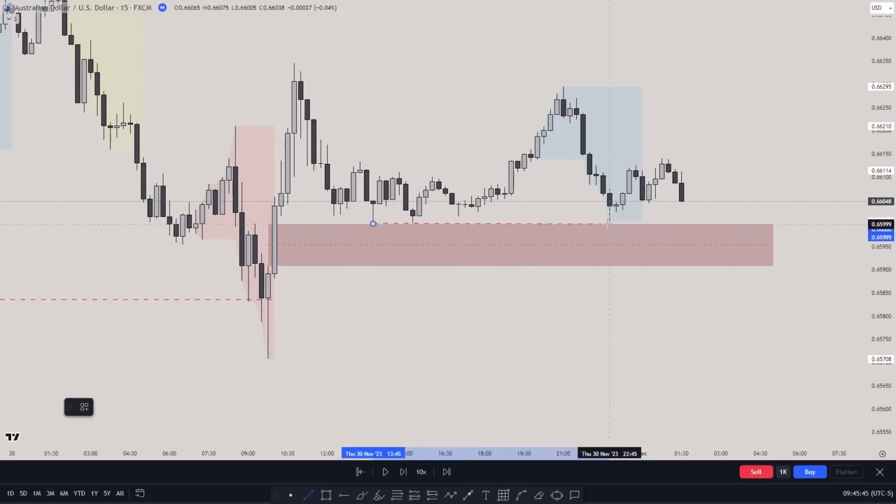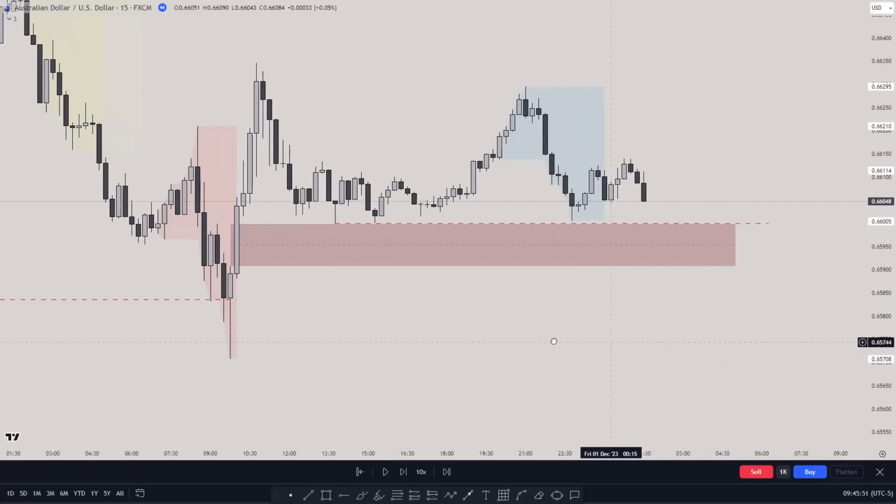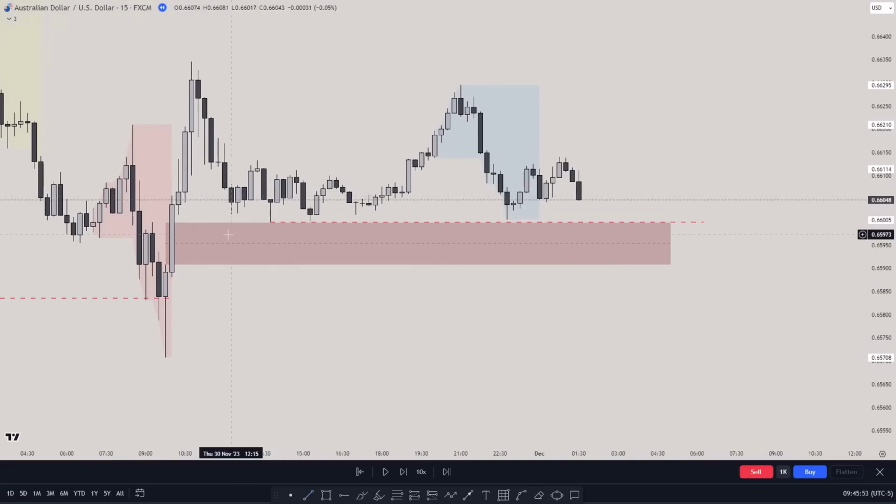So basically low resistance liquidity, and we have a fair value gap below them. Also, the Asian session low has a fair value gap below. So that's another confluence. Basically, on the 15 minutes, we're going up. We have a bullish fair value gap to push price higher.